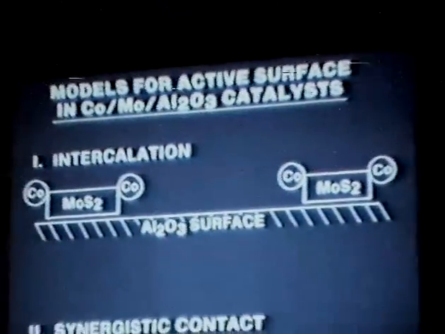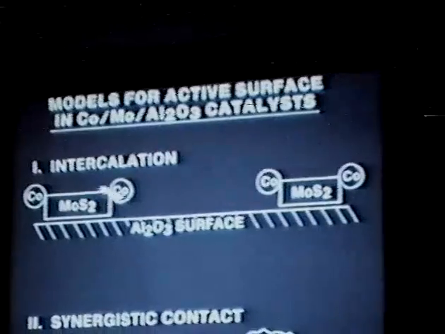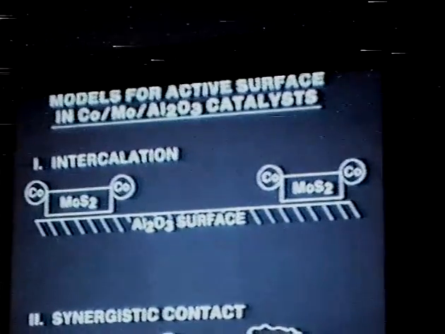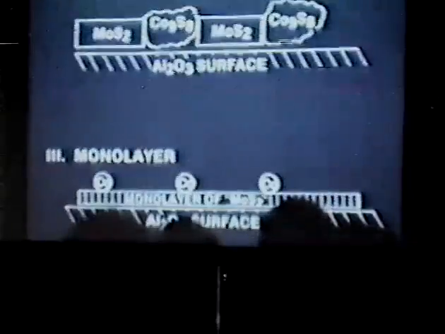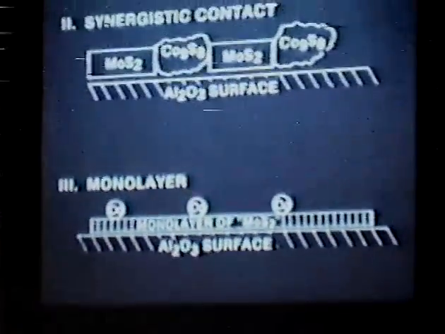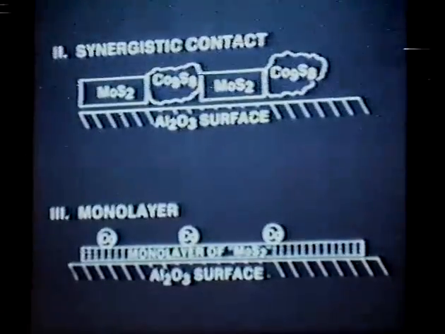Well, this slide has already been discussed in various ways today. This is a review of the theories that were being considered after we started the work we were doing, and the intercalation theory and the synergistic contact model and the monolayer theory. The monolayer theory, I suppose, for a while was my favorite schematic representation of the CoMoS layer, but I'm not sure it is anymore. Anyway, it's schematic.